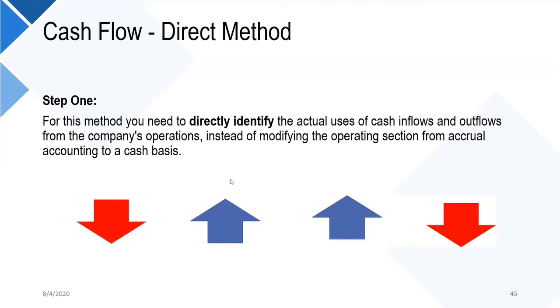Now, let's start with the difference between this one and the other one. When you use this method, what you actually do is you directly identify the uses of cash flow and outflows. This means that you don't need to review the accounting of the company on an accrual basis. When you build financial statements, you use accrual accounting.